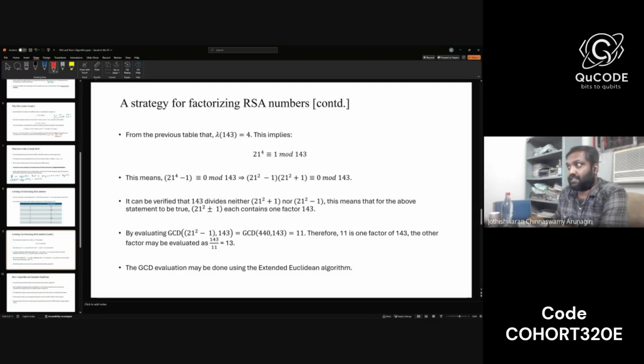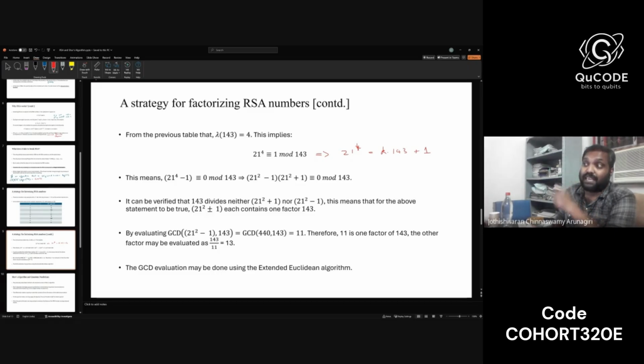What this means is, just to be clear, 21 to the power 4 is equal to some k times 143 plus 1. Now what I'm going to do is take the 1 over here to the left hand side. So 21 to the power 4 minus 1 is equal to k times 143, which means it's a multiple of 143, which means the remainder is 0. So that is congruent to 0 mod 143. Now 21 to the power 4 can be written as 21 squared minus 1 into 21 squared plus 1. These two numbers are congruent to 0 mod 143.